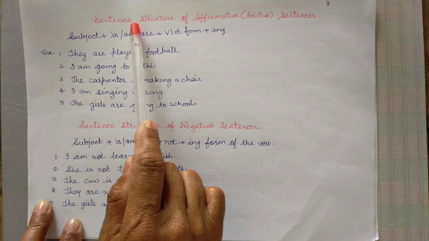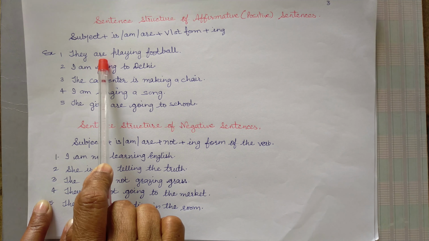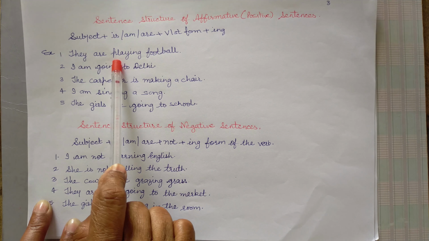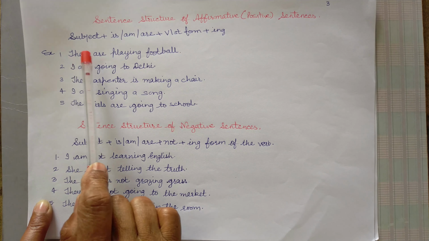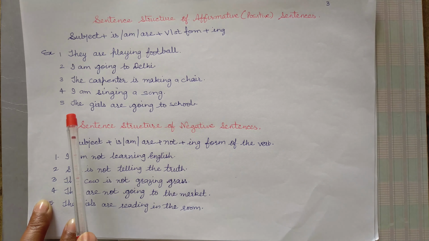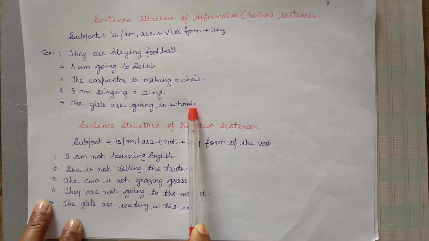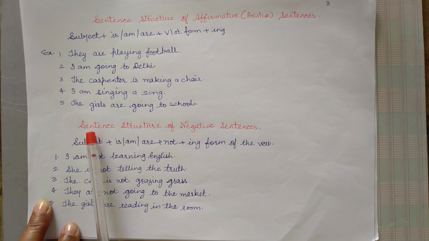Structure of affirmative positive sentences: subject plus is, am, are plus verb's first form plus ing plus object. They are playing football. Similarly, the girls are going to school.